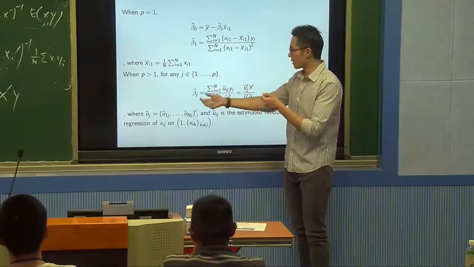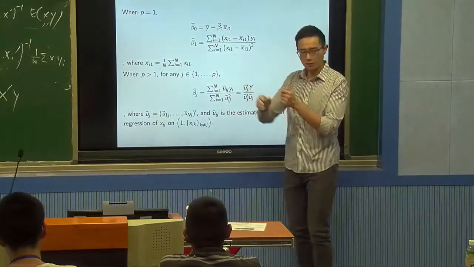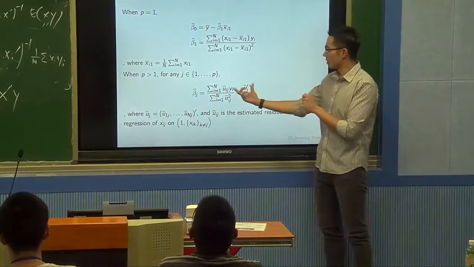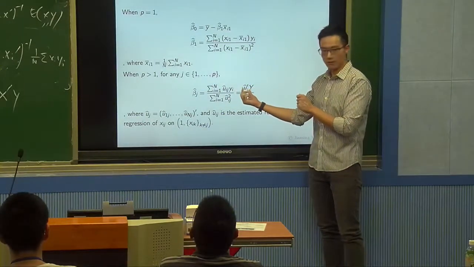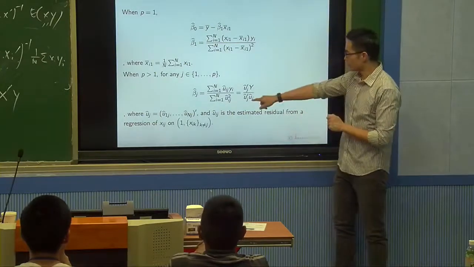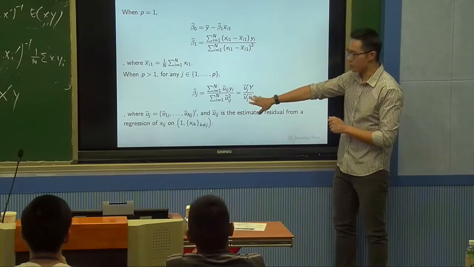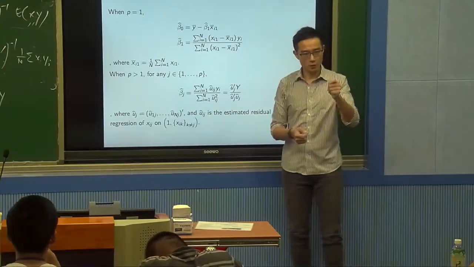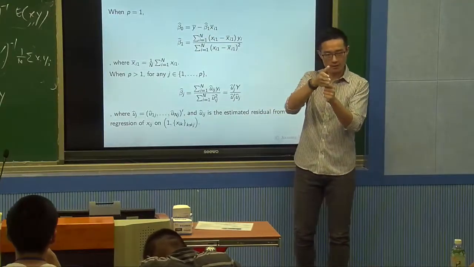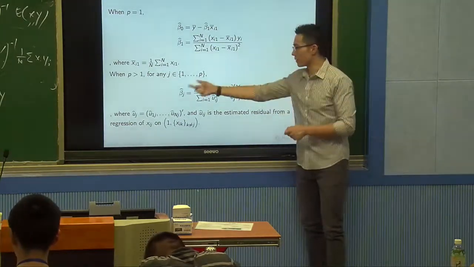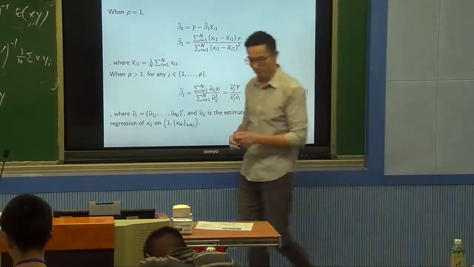We can also use the formula I just introduced, for each beta j, the coefficient of each little x. Each beta j is really uj prime y divided by the variance, uj prime uj. This uj is what's left from running a regression of the jth x on all the other x. You can plug uj into this formula and calculate beta j.